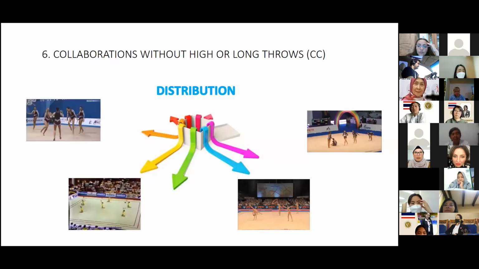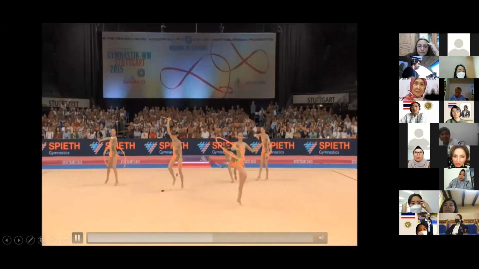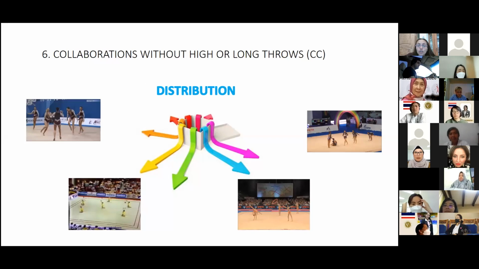Okay, she distributed the clubs, but if you can see also, it was very smart from the coach when she used this distribution of the clubs with hey, hey, hey. So she gave the effect also. Remember the artistry part.